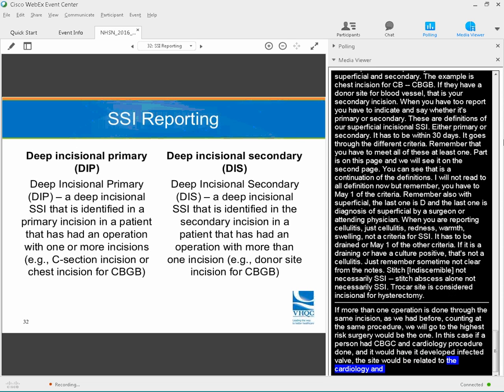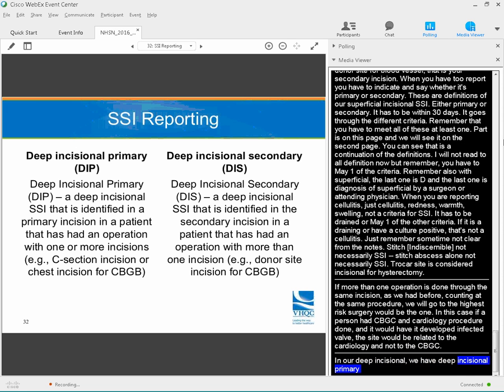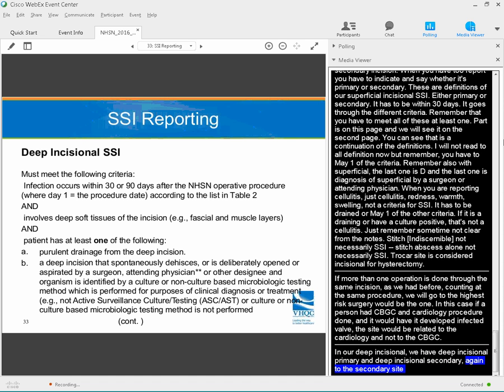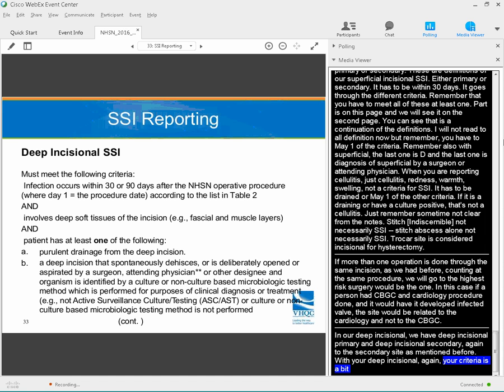Okay, in our deep incisional, we have deep incisional primary, and again, deep incisional secondary, again, to the secondary site, just like we mentioned before. And with your deep incisional, again, your criteria is a little bit stricter this time, but you need to be either 30 or 90 days. It involves the soft tissues of the incision, so it's a little bit deeper, hence the name.